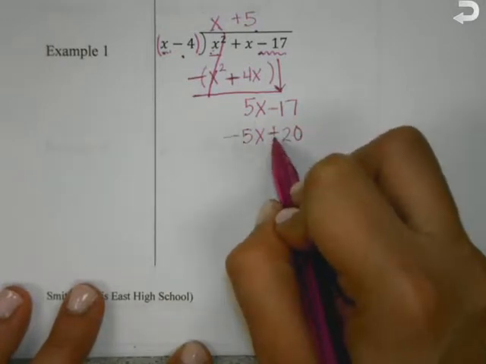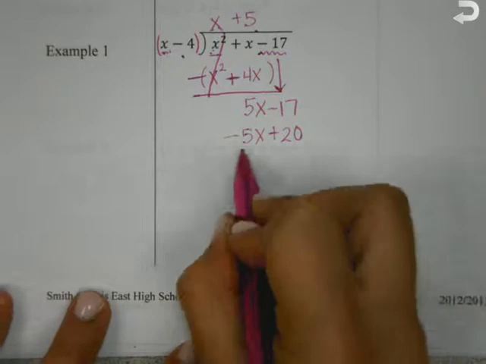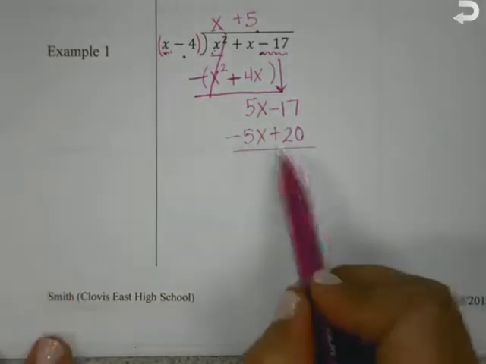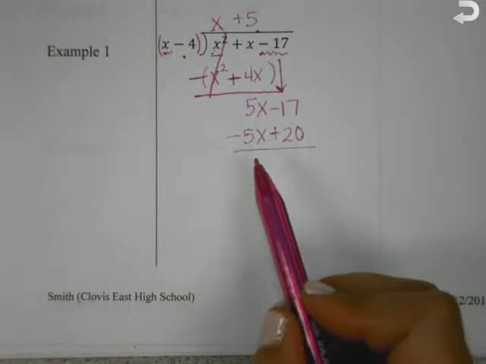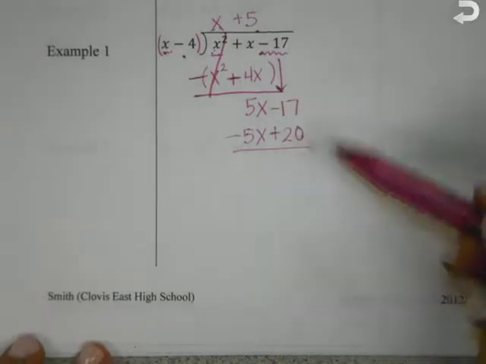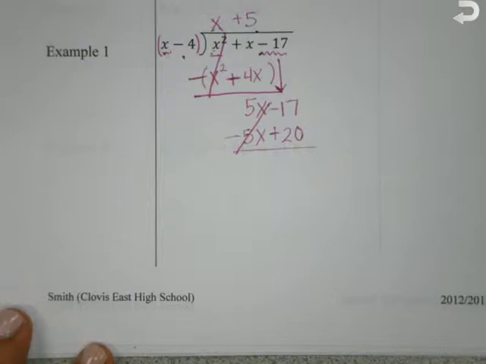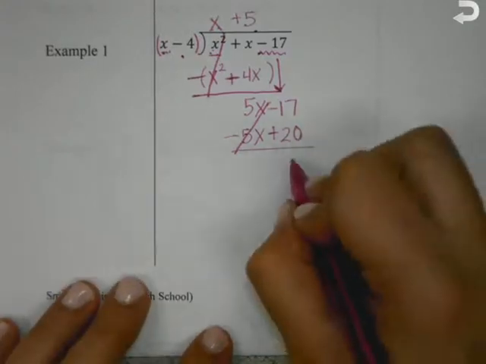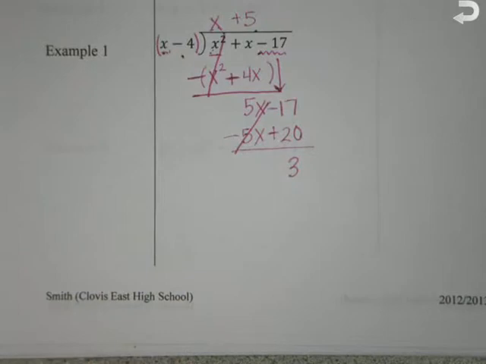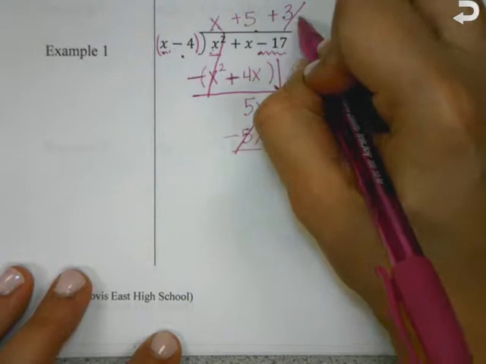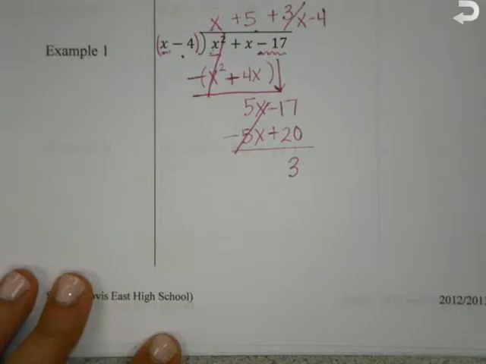So when we're subtracting the polynomial, it changes the signs on the inside. So I just go ahead and change the signs. Is everybody comfortable with that, what I'm doing? I'm just distributing in the negative. Okay. And then we should get 5x minus 5x gives me 0, so it goes away. And negative 17 plus 20, what does that give me? 3. Is there anything else to bring down? No, so 3 is my remainder, and it's a positive 3. So it's going to be plus 3 over x minus 4. So how we write our answer is x plus 5 plus 3 over x minus 4.